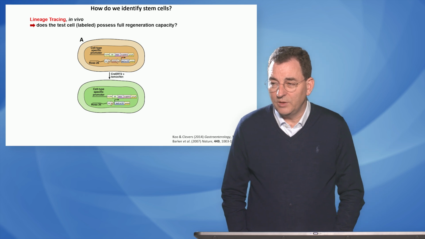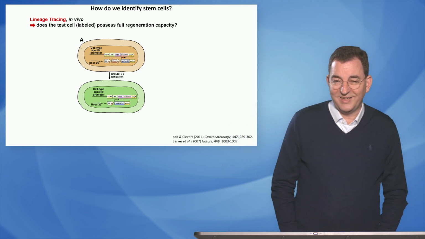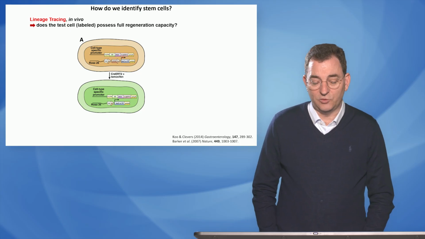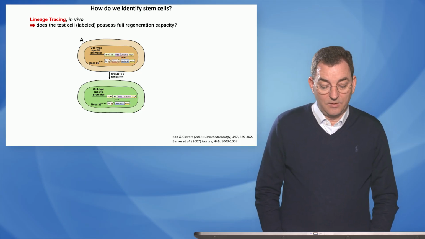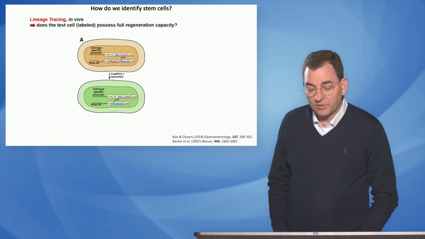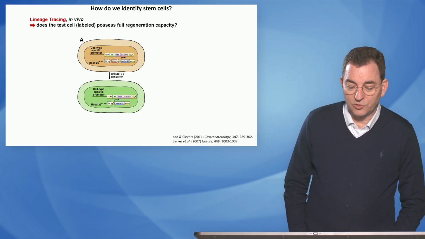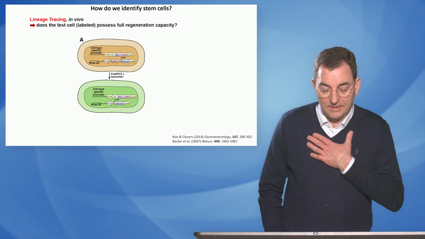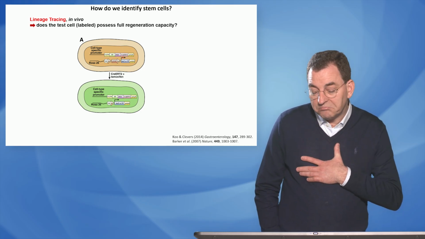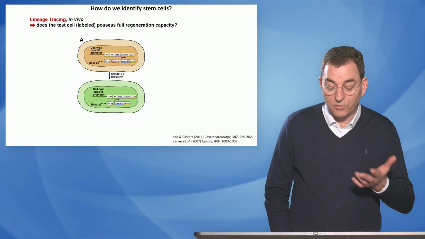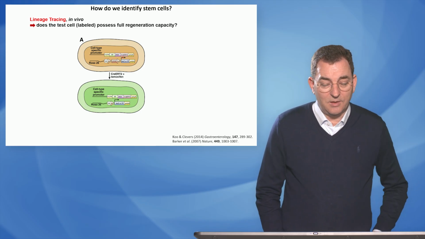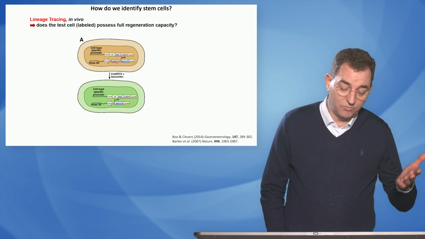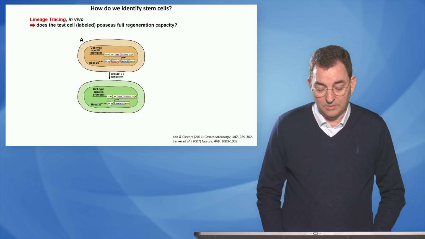So again, how do we know? How do we identify the stem cells? One of the classical methods to do so is lineage tracing in vivo. So again, the question is, does your test cell, which you label, possess the full potency for regeneration? And what you classically do is you use a genetic reporter system driven by a tissue-specific promoter. In the best case, what you test, a stem cell promoter.